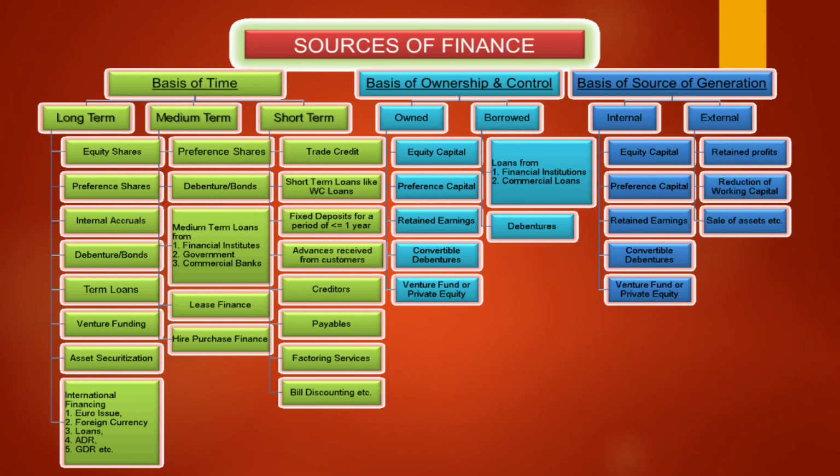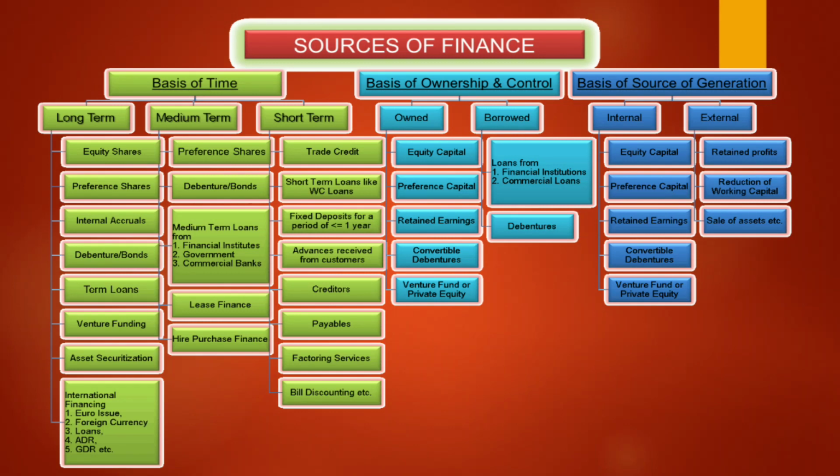Sources of finance. Basically, there are three types of main sources of finance: basis of time, basis of ownership and control, and basis of source of generation. The first one is basis of time. That refers to three types of sources of finance: long term, medium term, and short term.